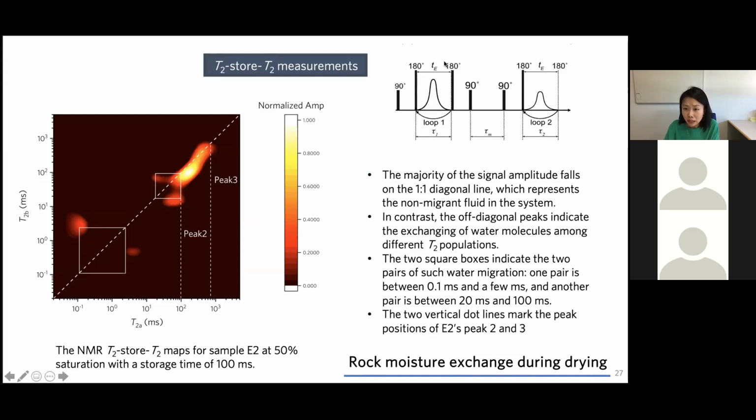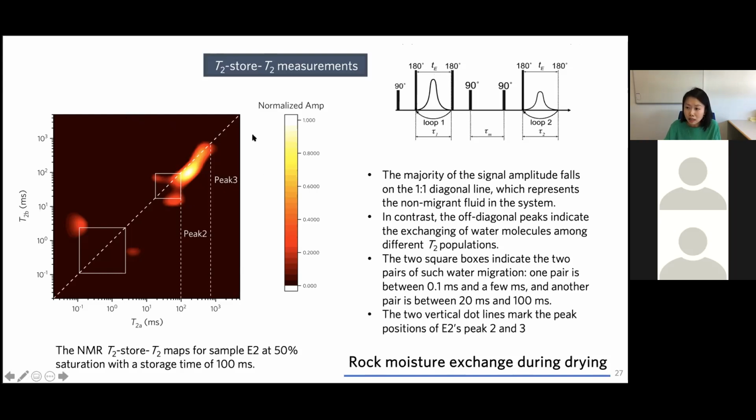Here is showing how the experiment sequence is composed. Basically, you have 2 T2 experiment periods with a short storage time in between. This short storage time allows the water molecules to exchange from one pore environment to another. So how to read this information here? This is a T2 store T2 map for sample E2 at 50% saturation stage with a storage time of 100 milliseconds. When we analyze the T2 results, the pore coupling is evidenced by the off-diagonal signals.